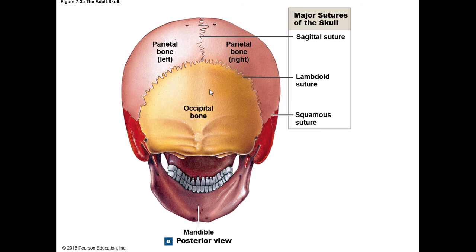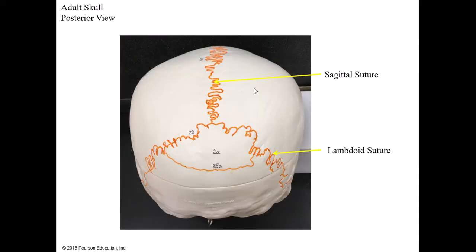This is the posterior view, so you can see this is the occipital bone, or sometimes we say the occiput, connected to the two parietal bones. So this one going down like this is going to be our lambdoid suture. And again, here it would be from a posterior view.